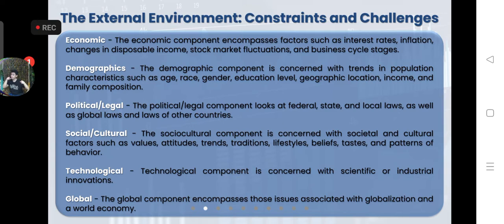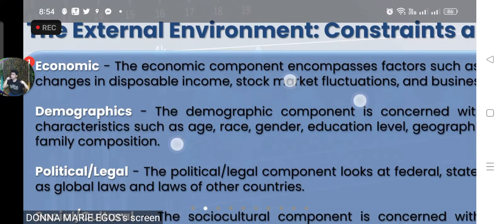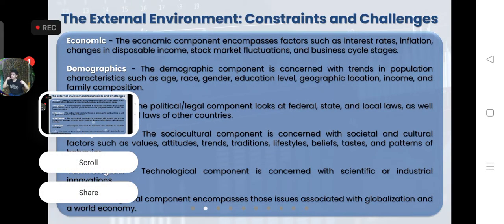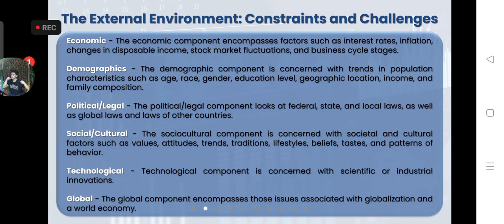So next is the social or cultural. The socio-cultural component is concerned with societal and cultural factors such as values, attitudes, trends, traditions, lifestyles, beliefs, tastes, and patterns of behavior. So the perspective that people have on, for example, the environment and on individual health, the new concepts that have significant effects on how organizations operate, for example, the kinds of products they're able to sell and also how people respond to these products and different activities in an organization.